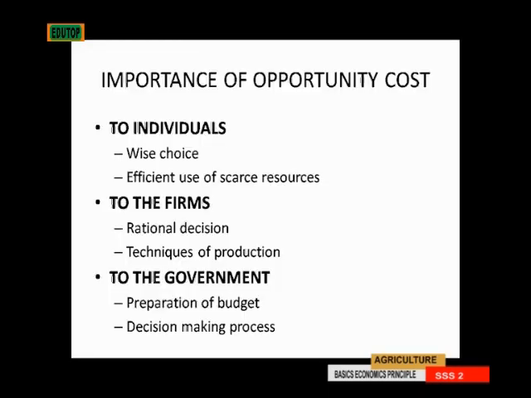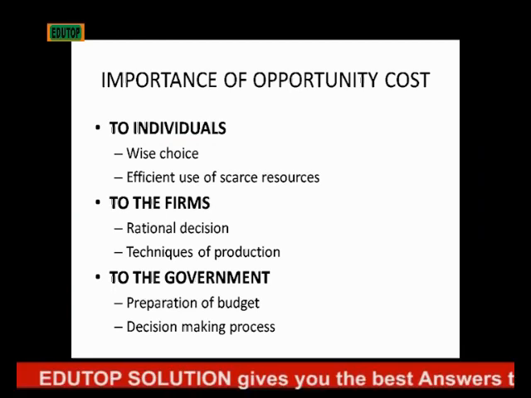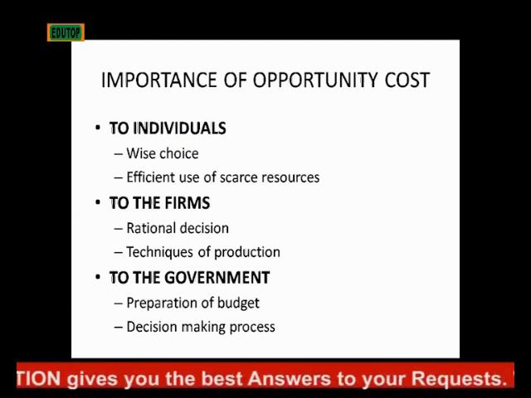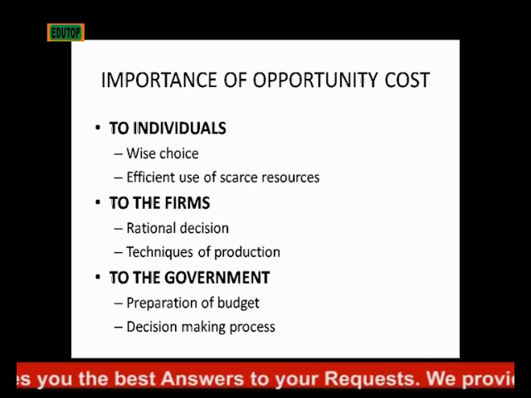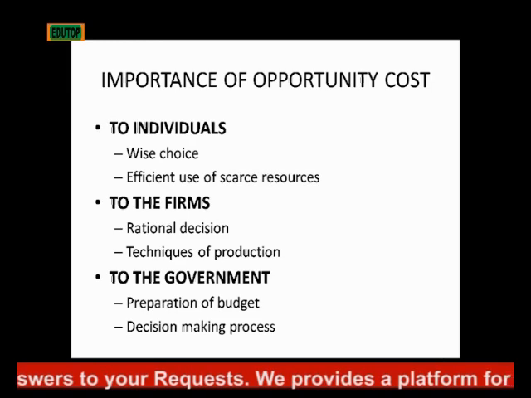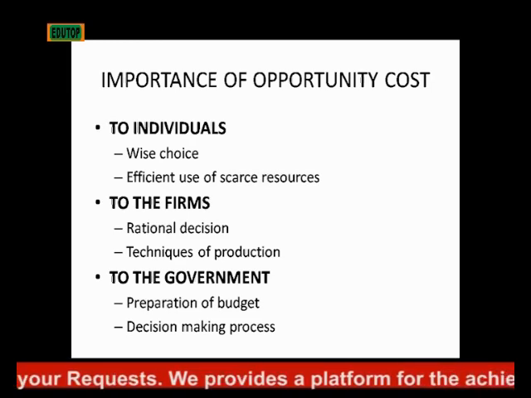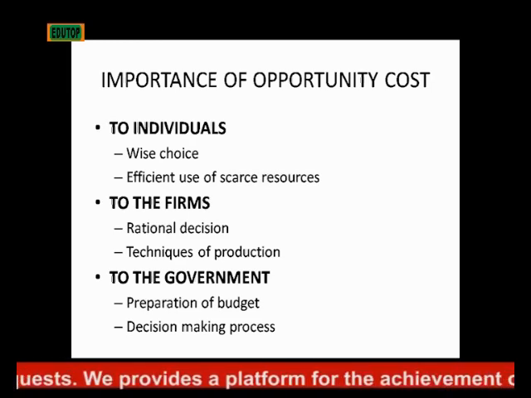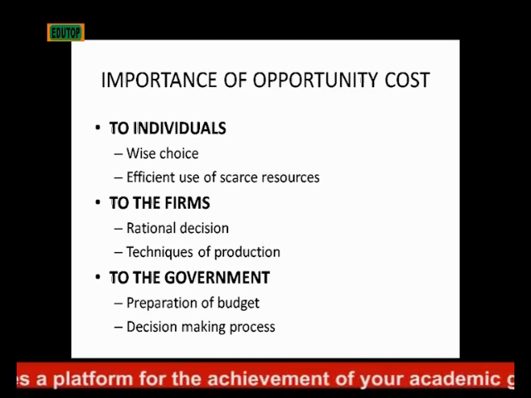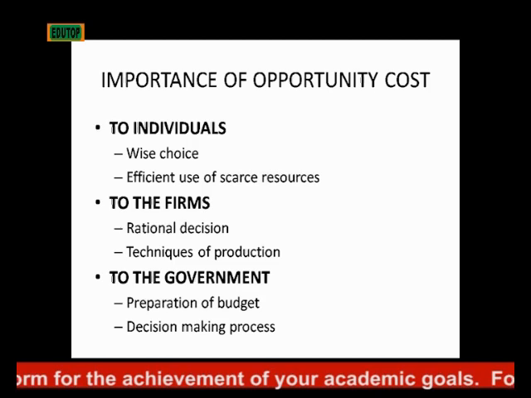To individuals, it helps you to make wise choices. Then it helps in efficient use of scarce resources. Now, to the firms or companies, it helps the company to take rational decisions. Then it helps in its technique of production. The importance to government: it helps the government to prepare budgets. Even though we have so many things we want to do, okay, we'll do this, this, and this, it helps in decision making.